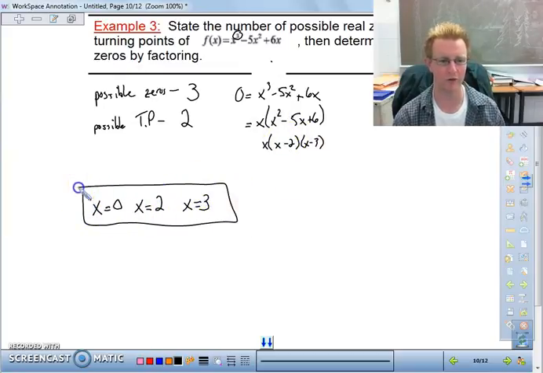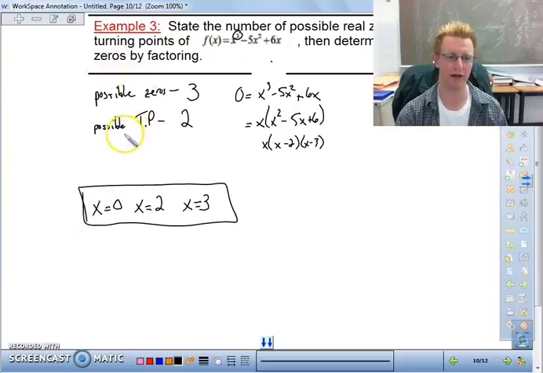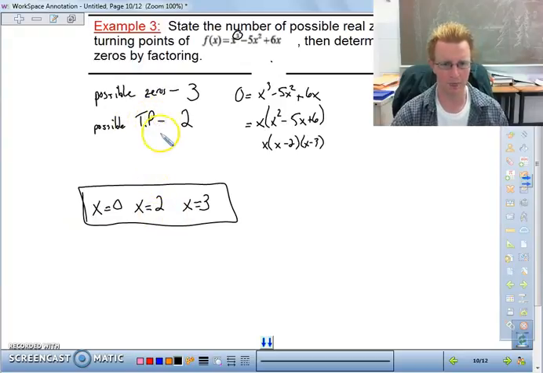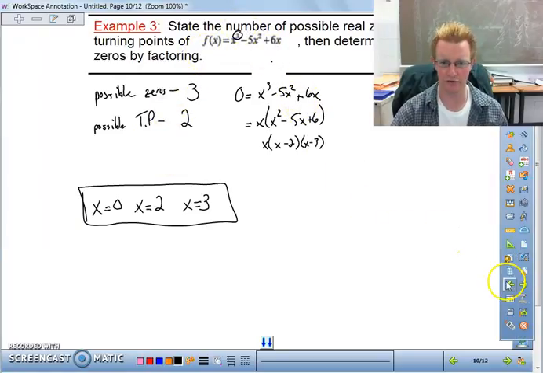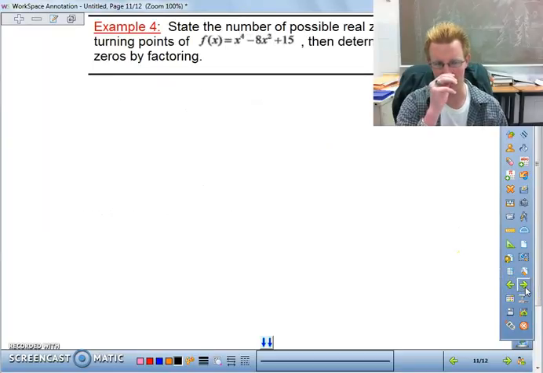So there are in fact 3 zeros, and we will learn later at some point that if there are 3 zeros, then there definitely is going to be 2 turning points as well. So that is kind of how we're applying, seeing the function and knowing what the possible number of real zeros and turning points are. So here's what I want you to do.